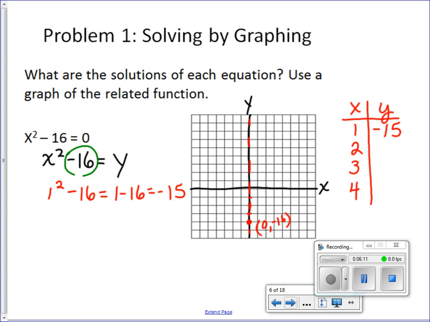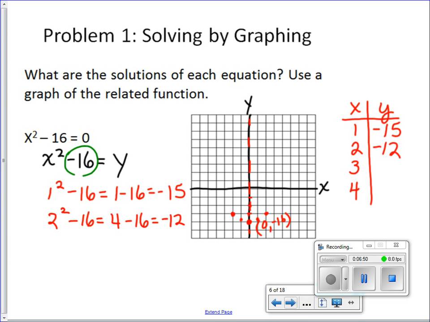And so negative 15 would be right about here on our graph and reflecting it across the axis right about there. Let's replace x with 2. We would have 2 squared minus 16. 2 squared is 4. 4 minus 16 is negative 12. So we're going to add 2, negative 12 to our xy chart. And plotting that point would be at 2, and negative 12 is right here. And we'll reflect that point across the y-axis.